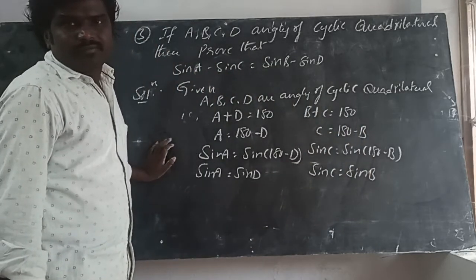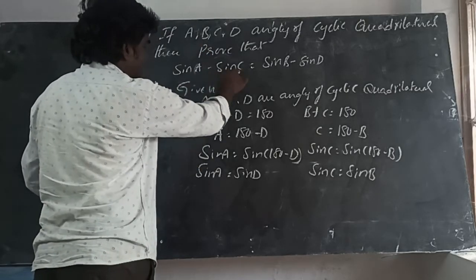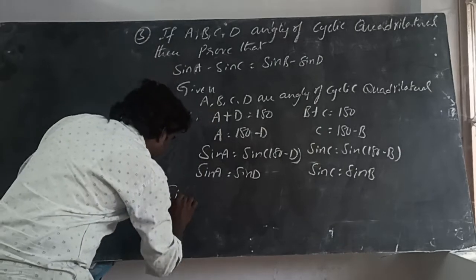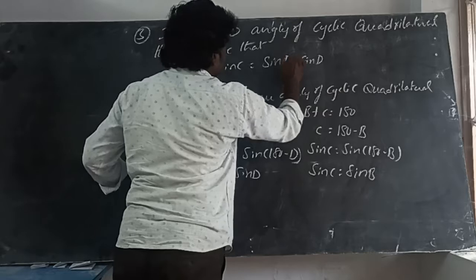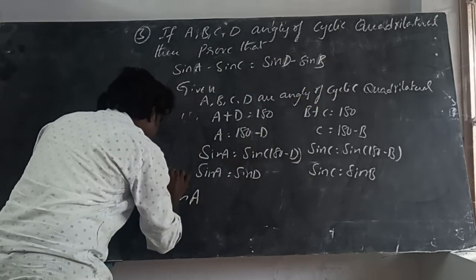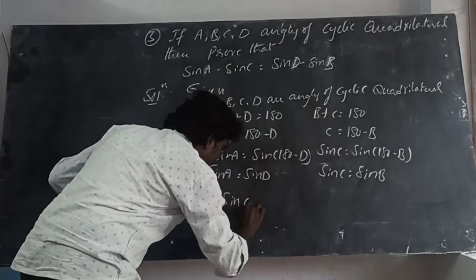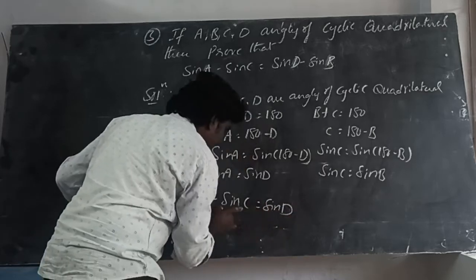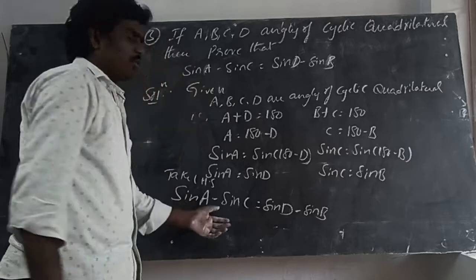Okay, so here what they are asking is sin A minus sin C is equal to sin B minus sin D. Take the LHS, sin A minus sin C. In the place of sin A, what do you take? Sin D. In the place of sin C, we take sin B. Therefore, the LHS equals the RHS.